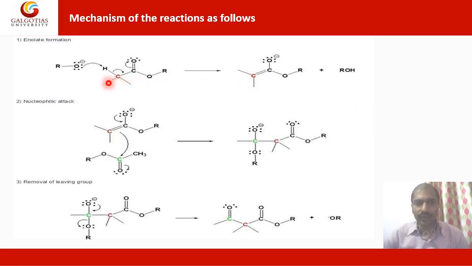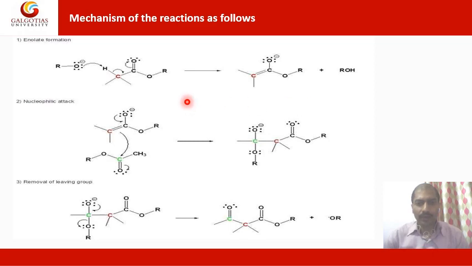Here you can see the RO group will attack and abstract this proton from the ester, and then this will make a saturated compound go to an unsaturated compound. Here the unsaturation, the carbon-carbon double bond, is being formed. The first step is enolate formation, so the enolate ion will be formed in the first step during the mechanism of the reaction.